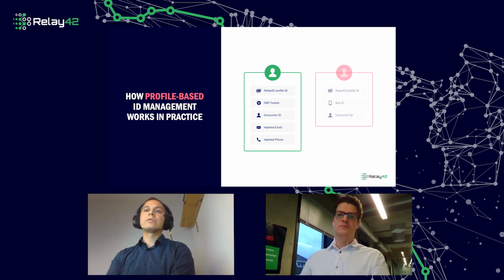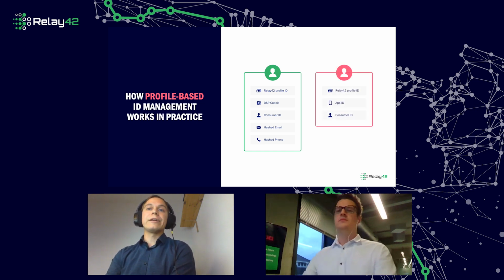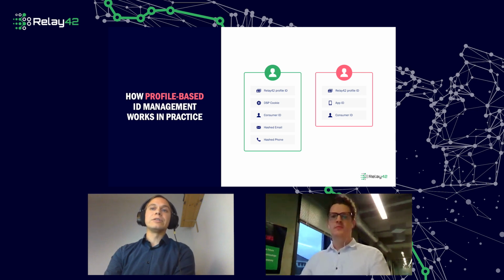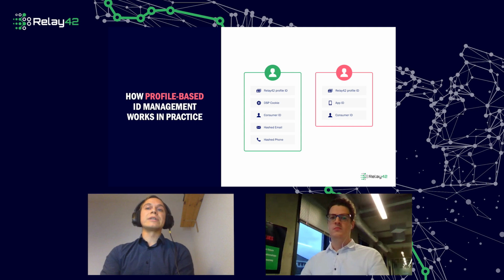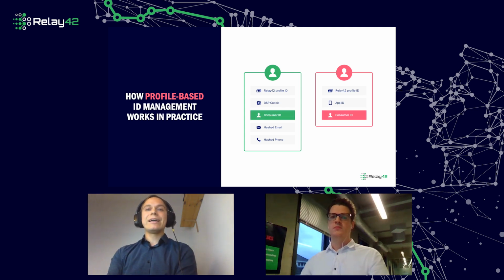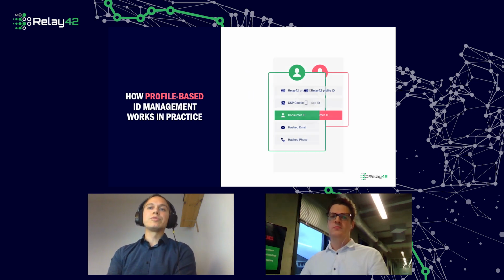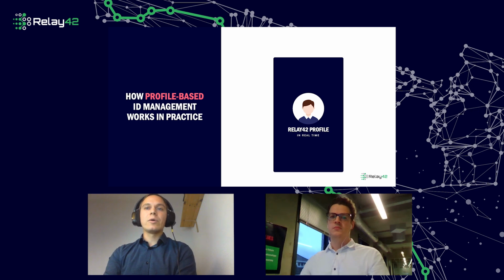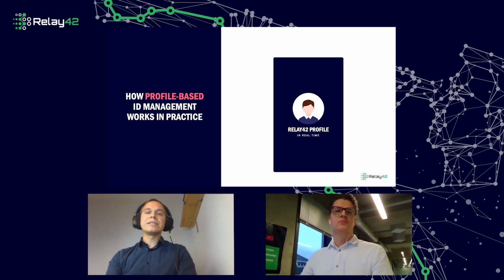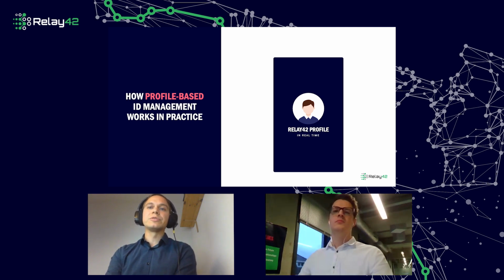Let's say someone, we don't know who, opens the app. You also get a new Relay 42 profile identifier if the app collects it. But let's say you also get an app ID. And then if you log in, you would get a consumer ID. If this consumer ID is the same for both profiles, then the interesting thing is that we can merge those 2 profiles together. And when you do that, that becomes one new Relay 42 profile with all the data and with all the identifiers from the 2 different profiles.